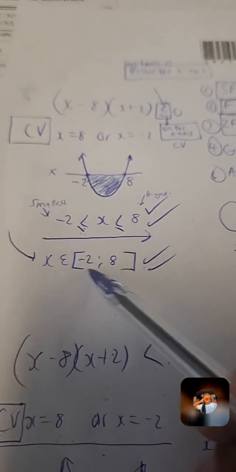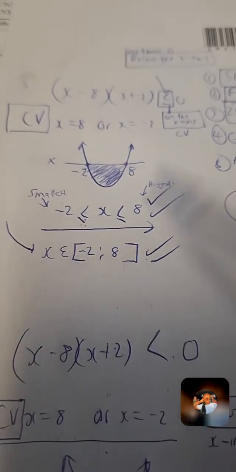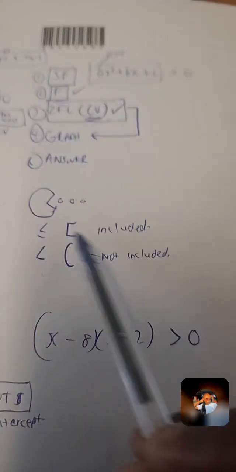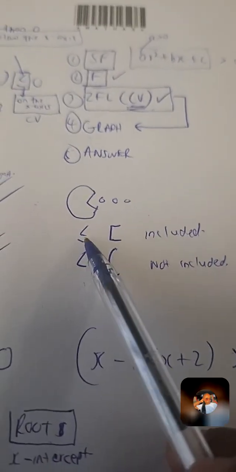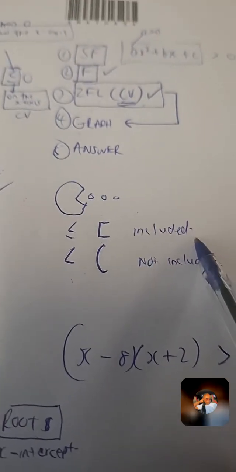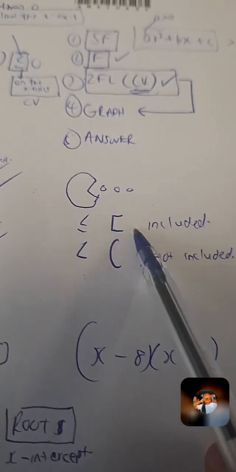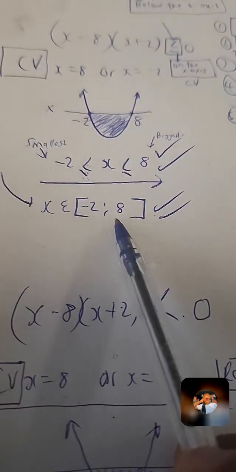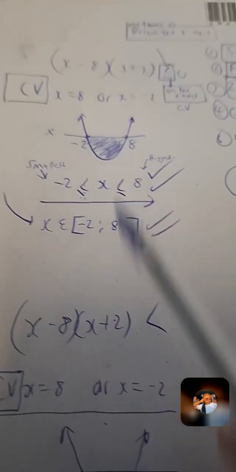Or you can write your answer in interval notation and say x is an element from -2 to 8 using square brackets. Why are we using square brackets? It's because when you have a less than or equal or greater than or equal, that means you include the critical value. So you can use a square bracket to write your answer in interval notation. This means the same thing.